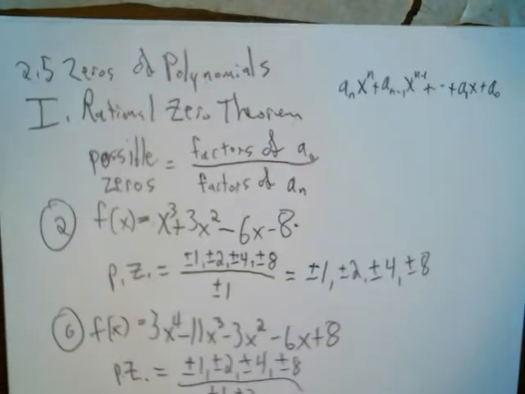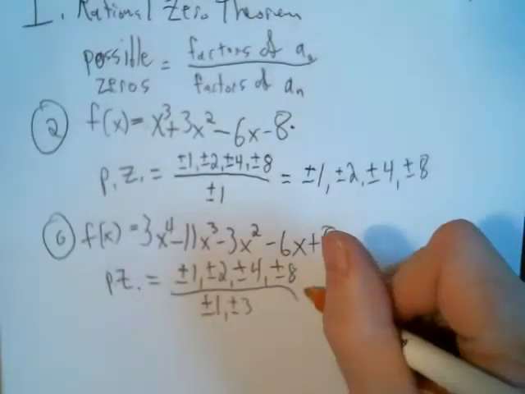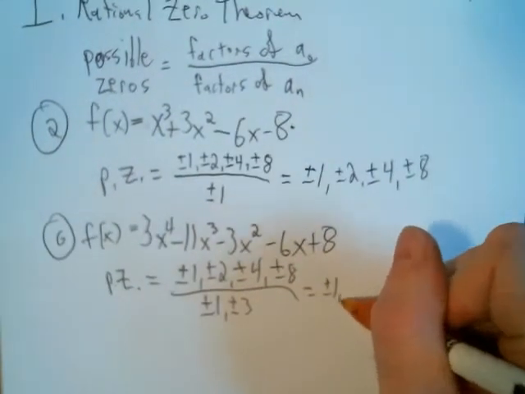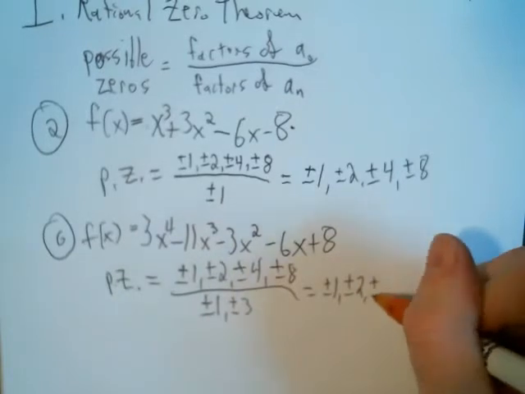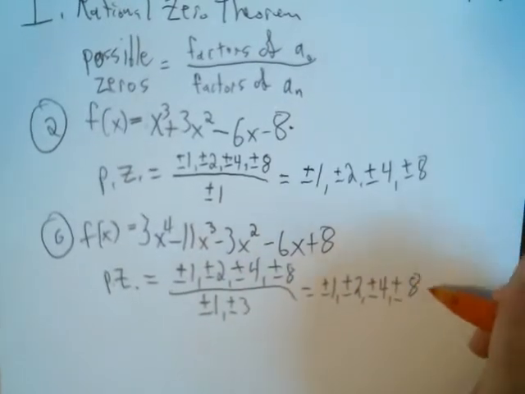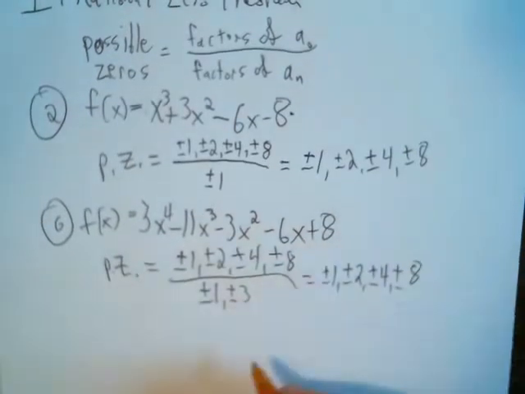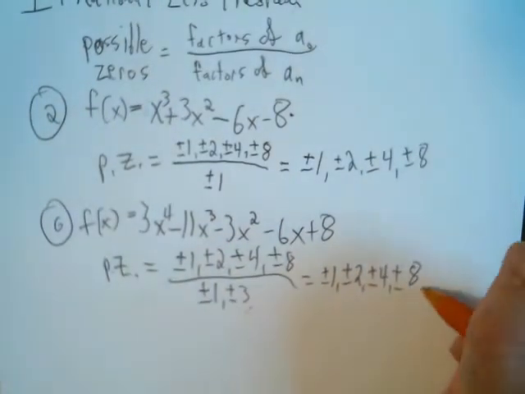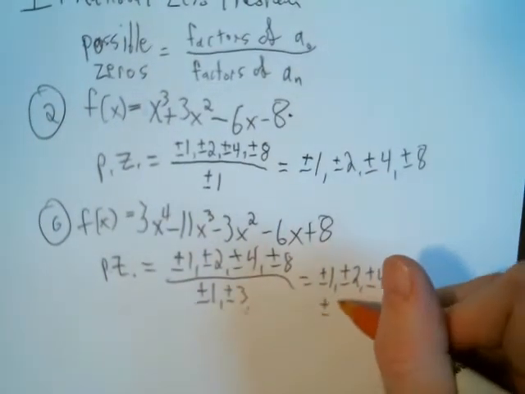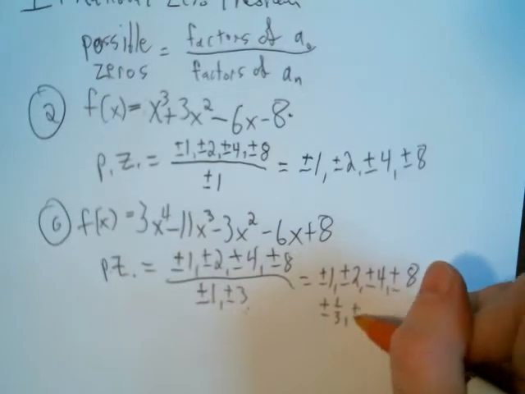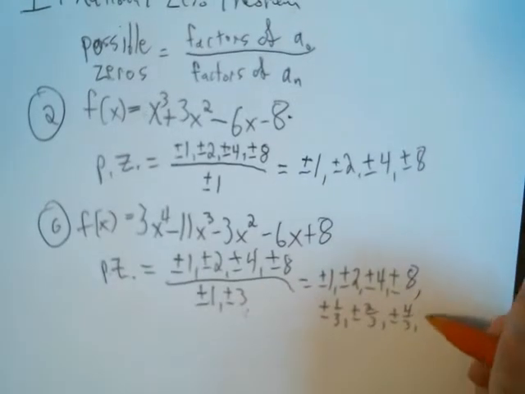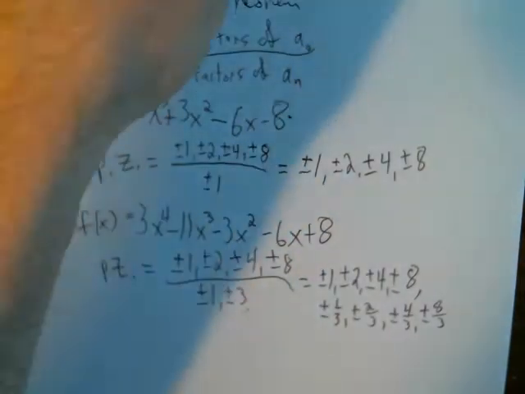So this time we get all the rational zeros from the previous one, so plus or minus 1, plus or minus 2, plus or minus 4, plus or minus 8. But then we're also going to get these fractional terms. Plus or minus 1 over plus or minus 3 will give you plus or minus 1/3, and then you'll have plus or minus 2/3, plus or minus 4/3, and then plus or minus 8/3. Okay, so this time the list is a lot longer.